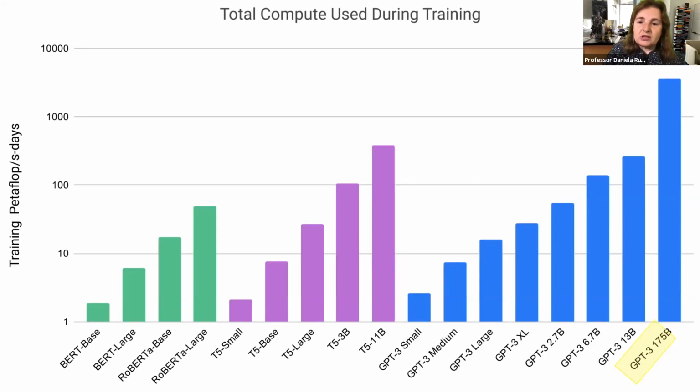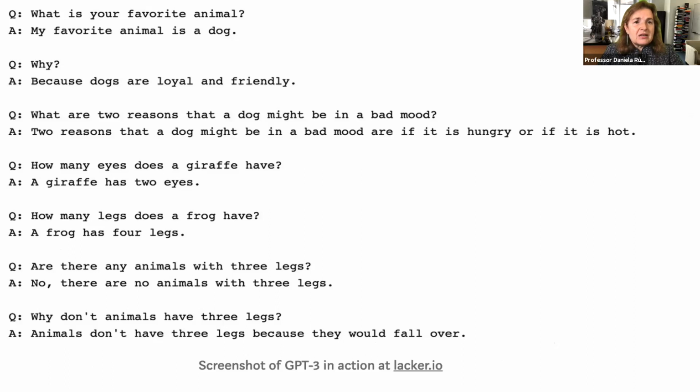So huge computation. But we get a very accurate language model that can be easily instantiated to applications. And this model is really great. For instance, you can ask it, are there animals with 3 legs? And it will say, no, there are no animals with 3 legs. And then you can say, why don't animals have 3 legs? And the system will generate: animals don't have 3 legs because they would fall over. This is very interesting. This information was not explicitly coded, but the system was able to infer this. So we get good performance, but at the cost of a lot of computation and huge size.